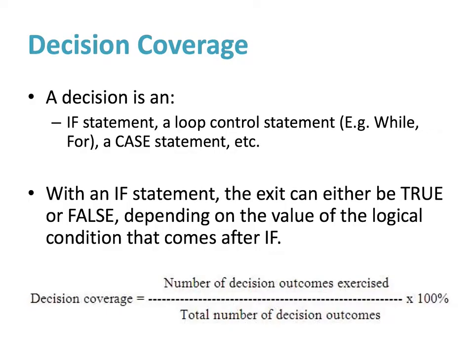So a decision, first of all, we can define that in terms of code as anything like an if statement, a case statement, any sort of loops, whether that be while, for, etc. And each of these different structures, as we said, contains a decision, a binary value, true or false, is going to determine what happens in the code.